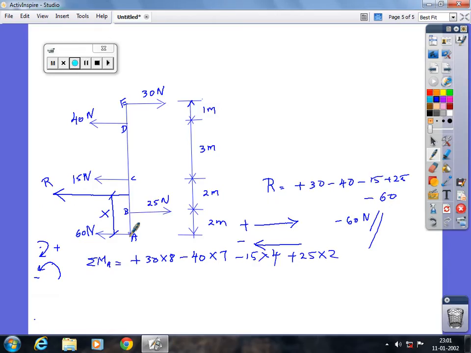So what is the answer that you get for this? Tell me. Are you getting it as minus 50 Newton meter? Just check whether you're getting this answer. If you got it, very good.